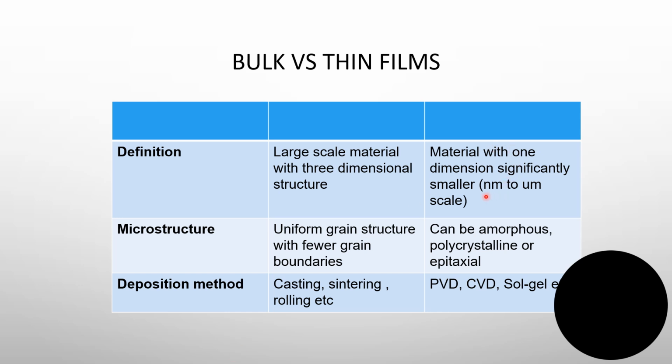So usually it's around nanometer to micrometer scale. In terms of the microstructure, the bulk sample usually has uniform grain structure with fewer grain boundaries, whereas thin film will have amorphous, polycrystalline or epitaxial type of thin film. For the deposition mode, bulk samples can be fabricated using casting, sintering, rolling, etc. Whereas for thin film, there are a lot of deposition techniques such as PVD, CVD, sol gel, etc.